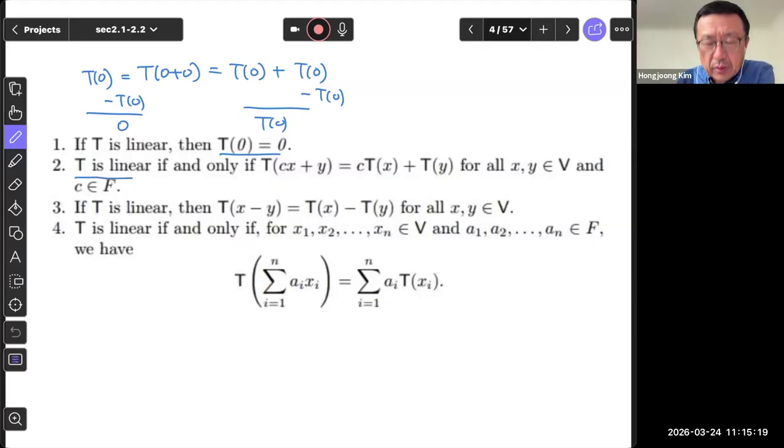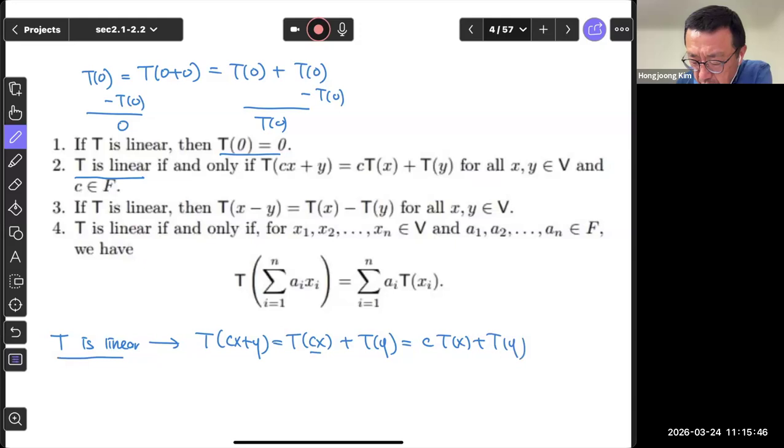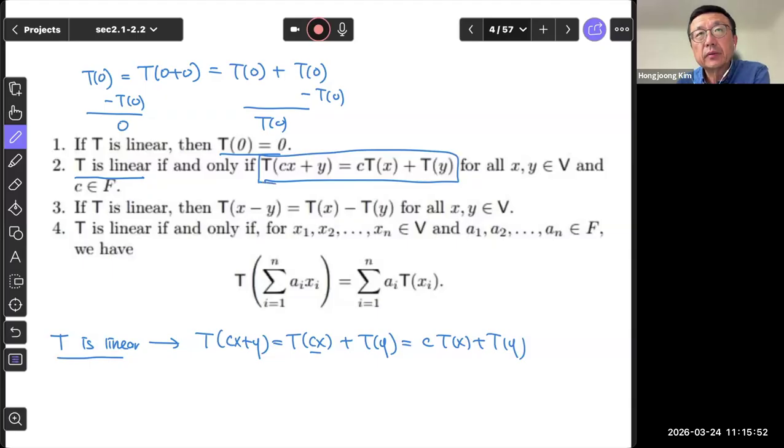If T is linear, then when I consider T of cx plus y, that is the same as T of cx plus T of y, and c can be taken out of this. So if T is linear, we get this result, right? This direction can be easily proved. Then how about the other direction?